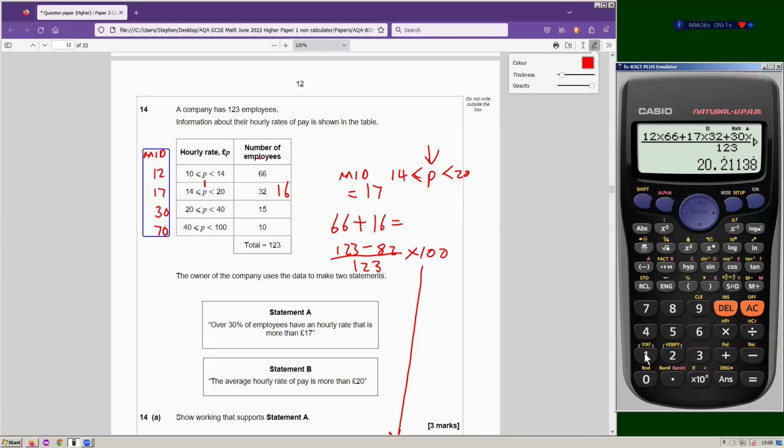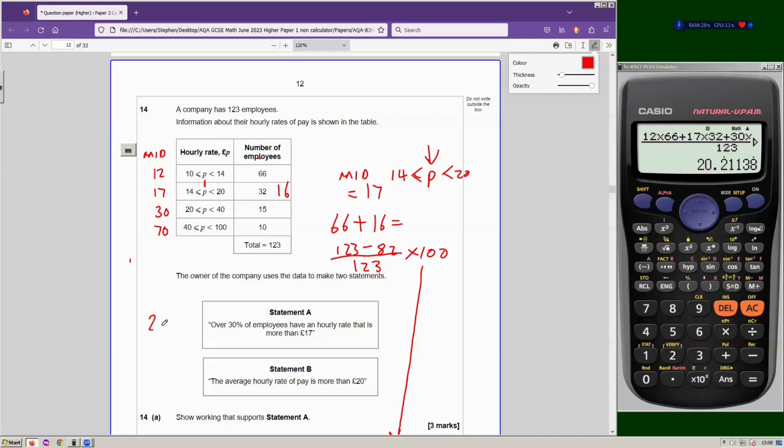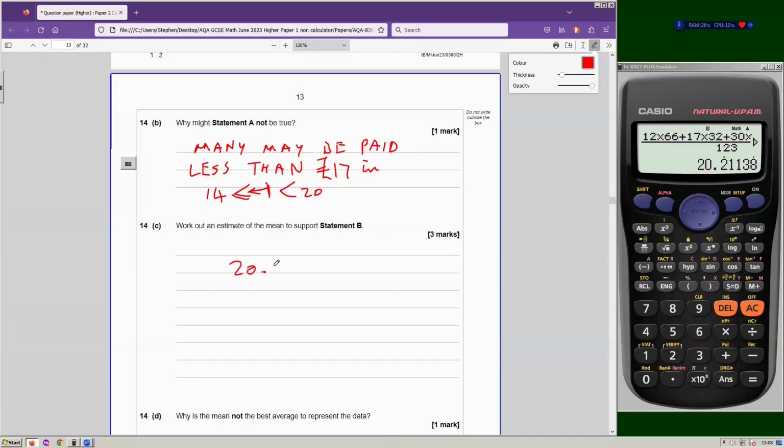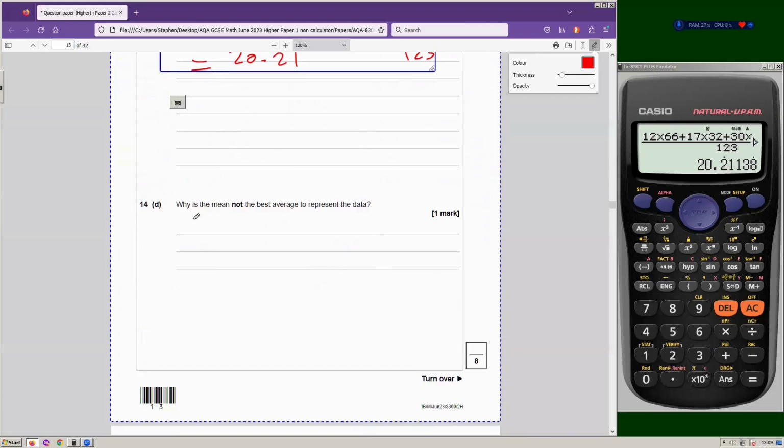Let's see it. £20.21. I'll stick it over here. 20.21. Why is the mean not the best average to represent the data? Most people pay less than that.